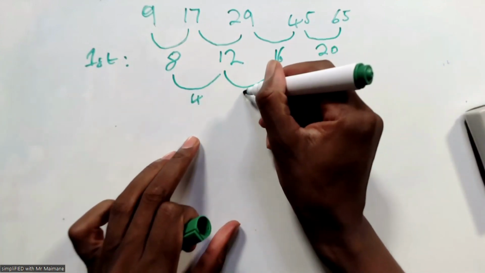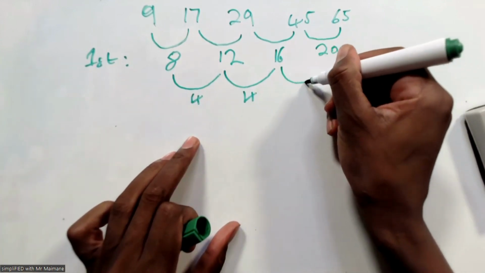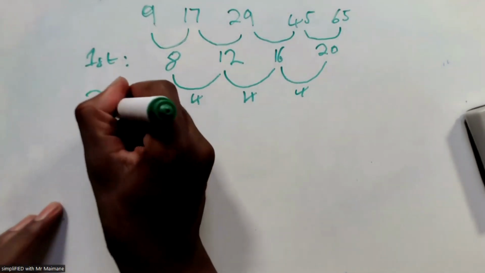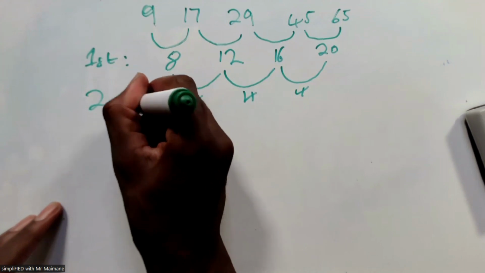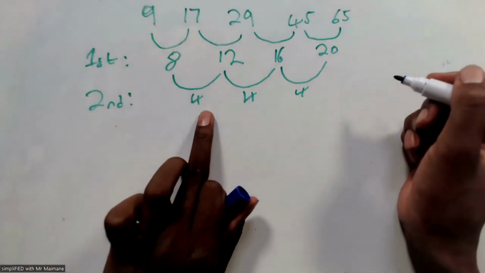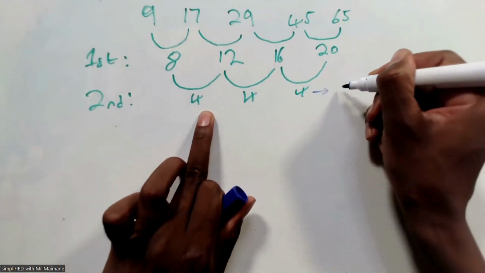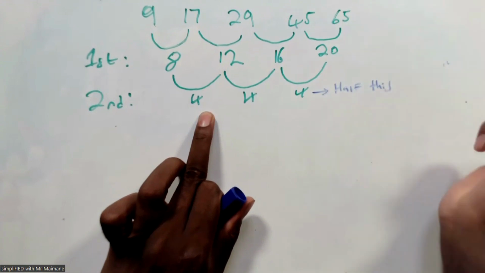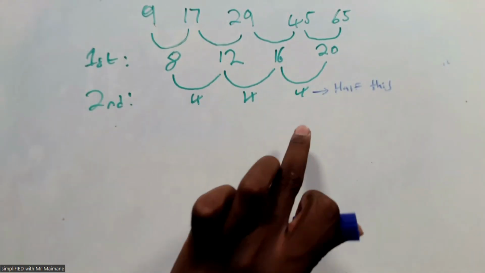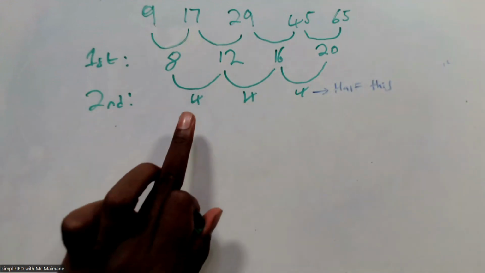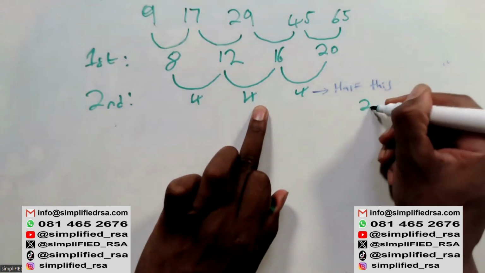16 minus 12 gives me a 4. 20 minus 16 gives me a 4. This is my second difference. And in the first method, I said that on my second difference, I must halve it. So I must get half of this second difference. And what is half of 4? Half of 4 is 2.